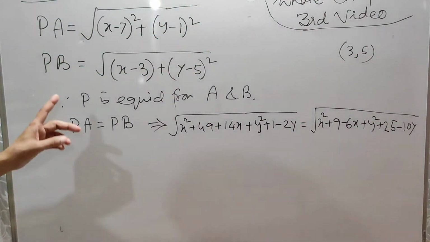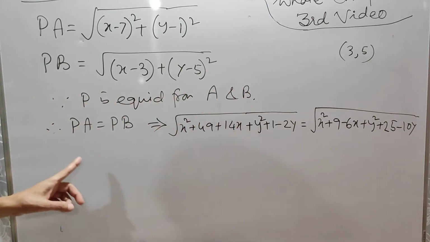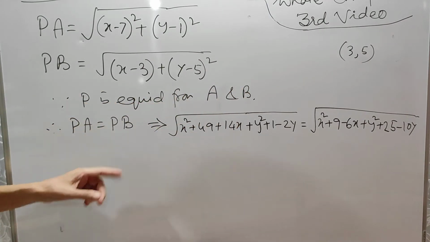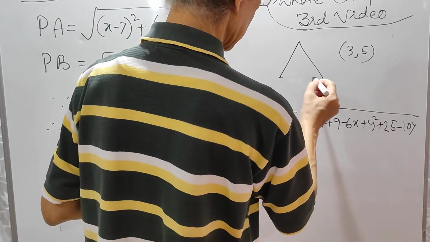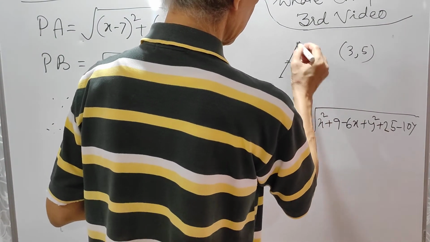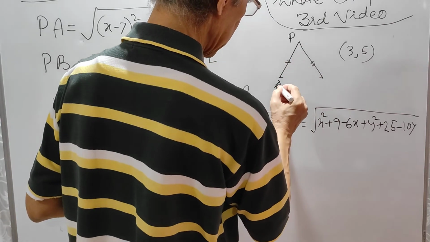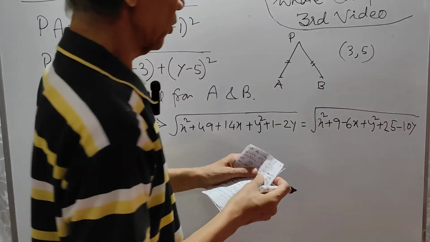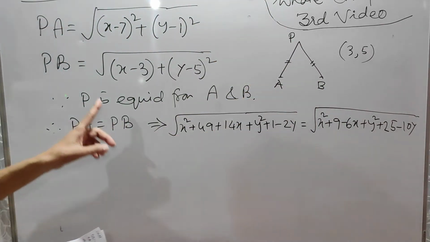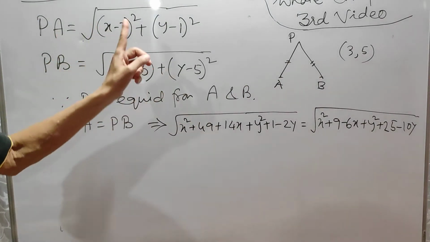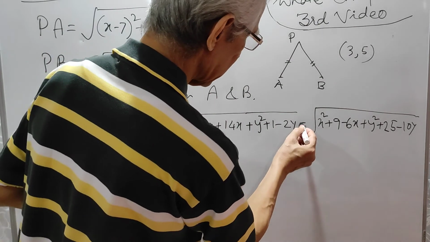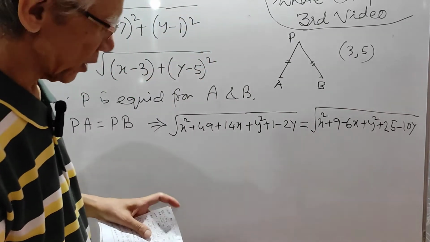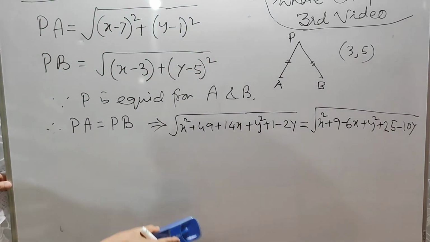All right. Since P is equidistant from A and B, therefore PA equals PB. This is the diagram as I showed you. This is P, this is A, this is B. PA equals PB. PA is this one, PB is this one, we have expanded them, and they are equal. Now the only question is simplifying.